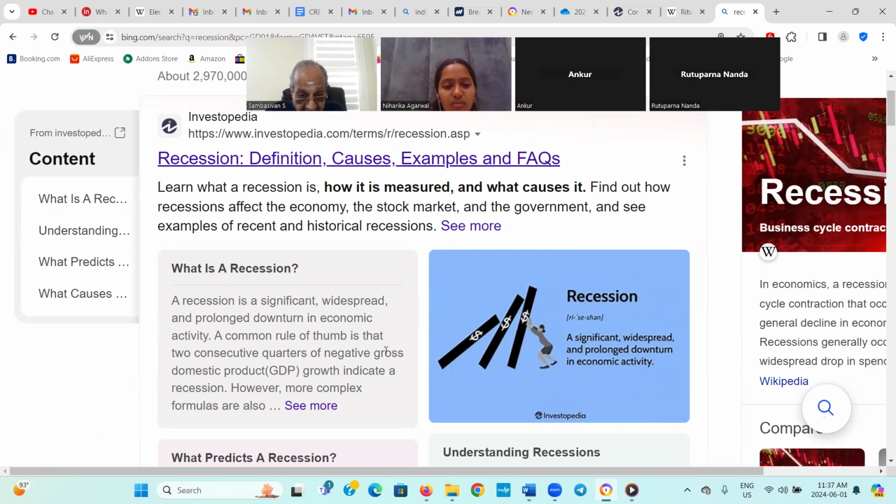A common rule of thumb is that two consecutive quarters of negative gross domestic product growth indicates a recession. However, more complex measures are also used.